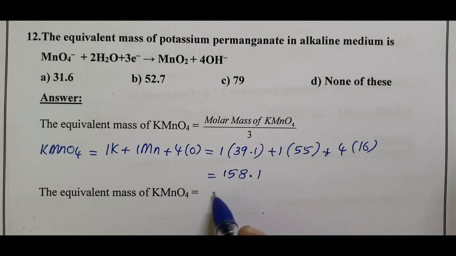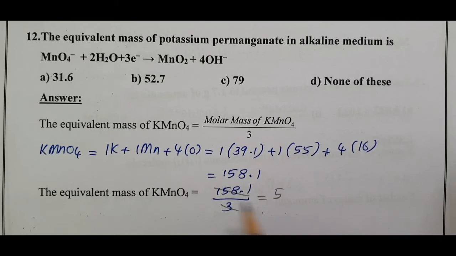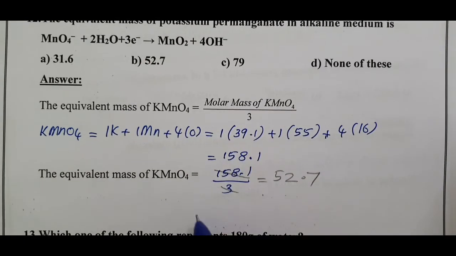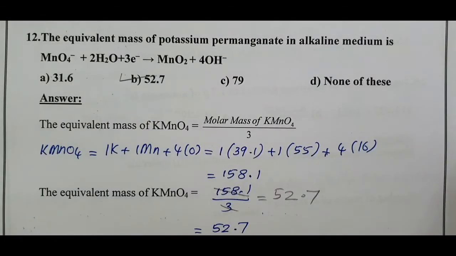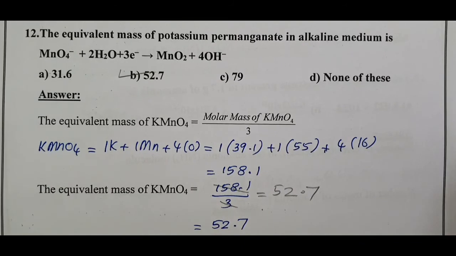Equivalent mass of KMnO4 equals 158.1 divided by 3. When you divide, 5 threes are 15, 8, 2 threes are 6, remaining 1 gives 21, 7 threes are 21. So the equivalent mass of potassium permanganate equals 52.7. What is the answer? B is the answer. The equivalent mass of potassium permanganate in alkaline medium is 52.7.